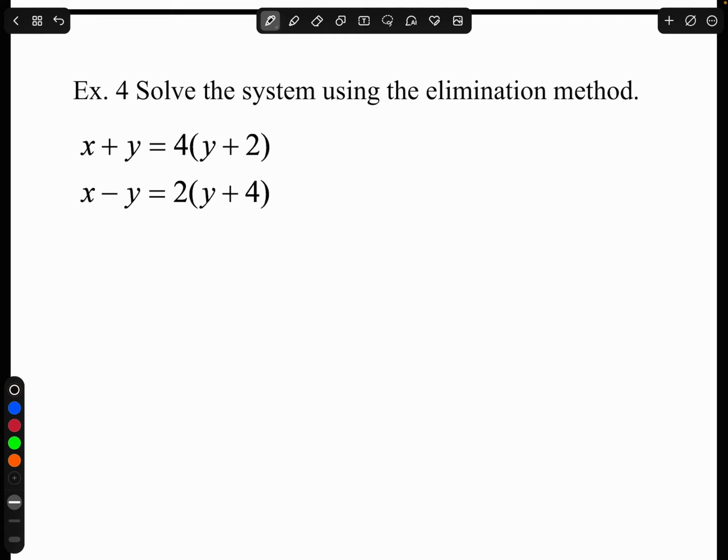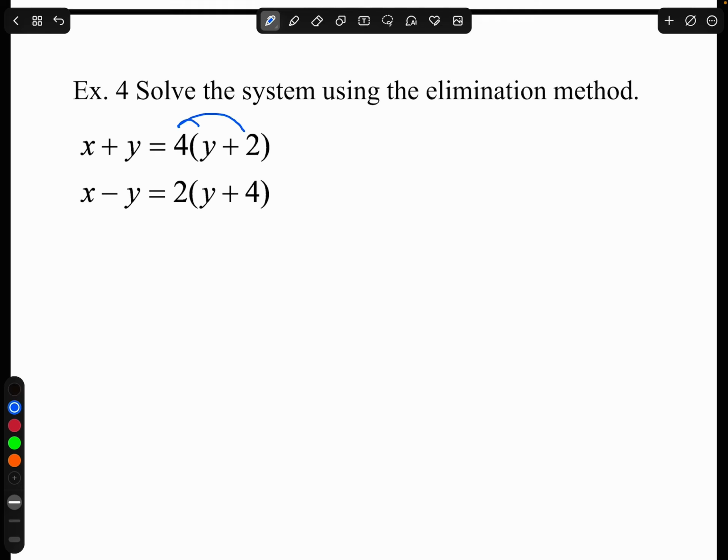Number 4, solve the system using the elimination method. Okay, with this one, we have x plus y equals 4 times the quantity of y plus 2, and x minus y equals 2 times the quantity of y plus 4. Before we start trying to use the elimination method, let's simplify it here and get our like terms together if possible.